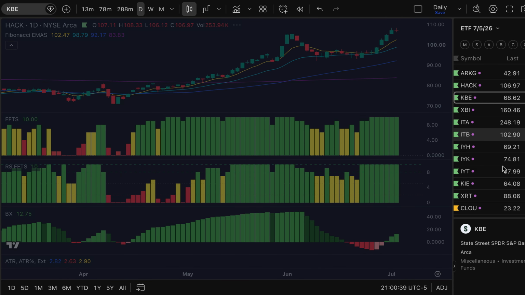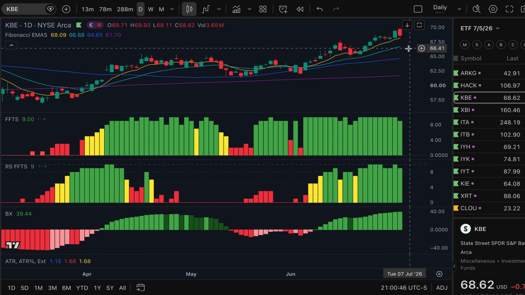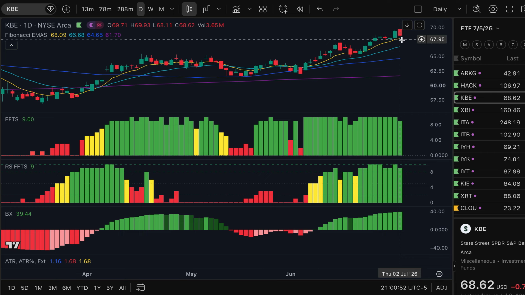Within the financial sector, KBE, this is banking. Spider S&P Bank ETF. Looking good. It has kind of pulled back a little bit here towards the 8 EMA, so this could be good to enter.